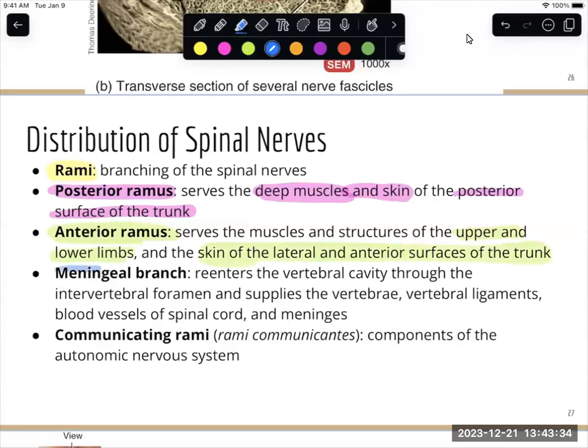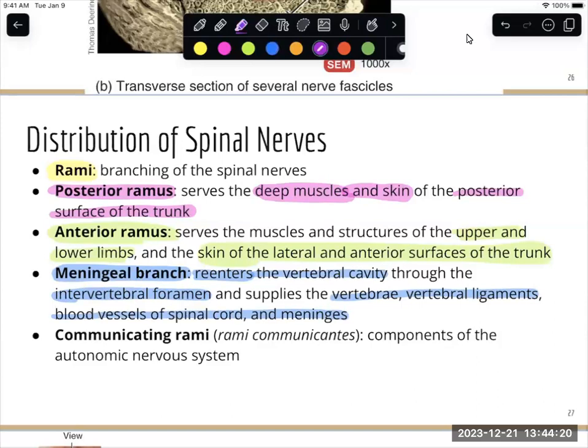And then we have a meningeal branch. Think about those meninges, those spinal meninges that wrap around that spinal cord. This nerve comes out through that spinal nerve, re-enters that vertebral canal, and actually goes in through that intervertebral foramen, and it's going to give the vertebrae, those ligaments, blood vessels, and meninges sensation. So it gives sensation to what's back inside that vertebral column.